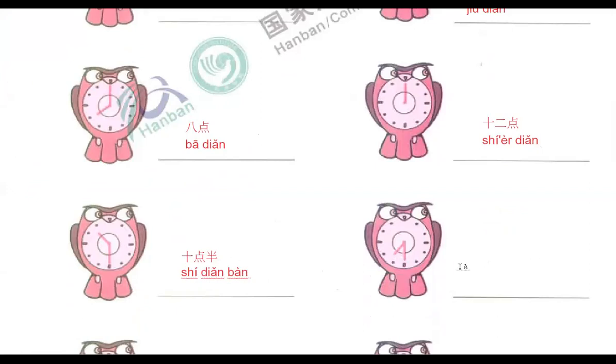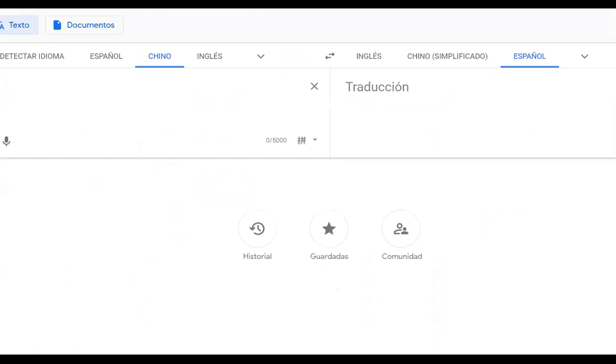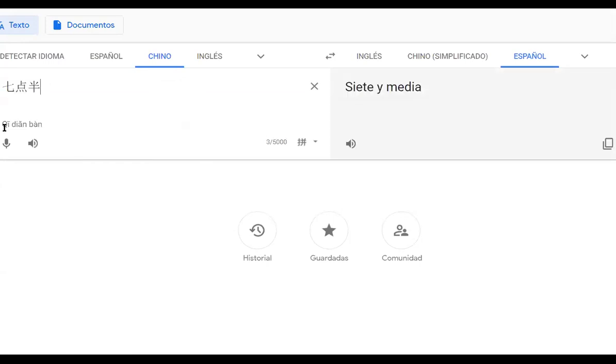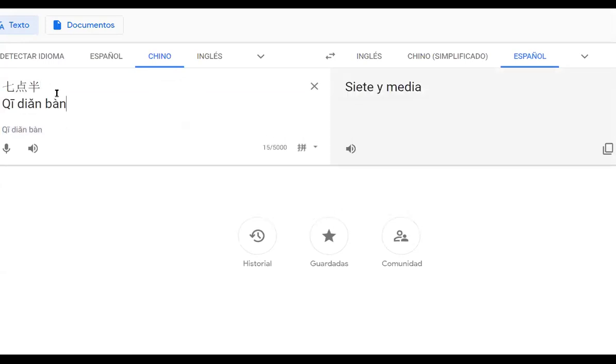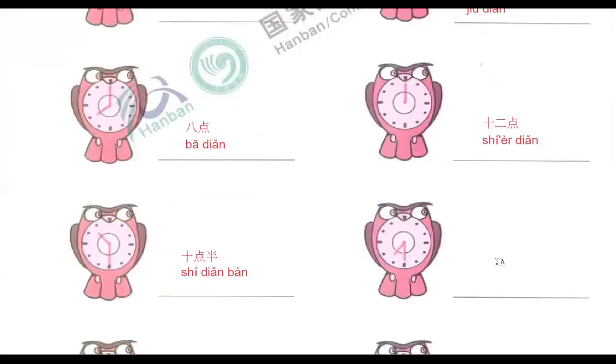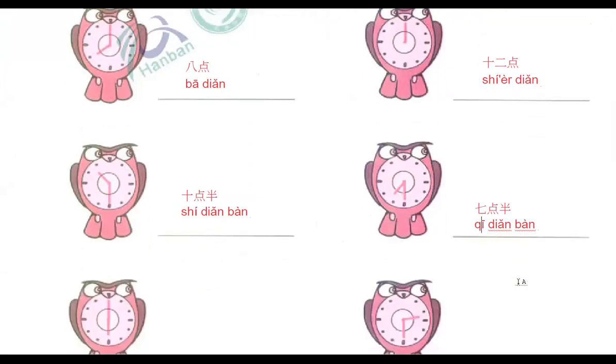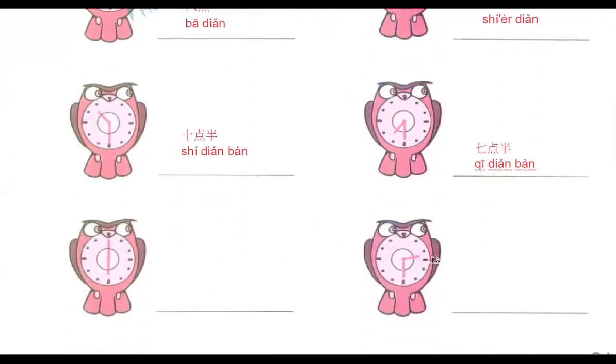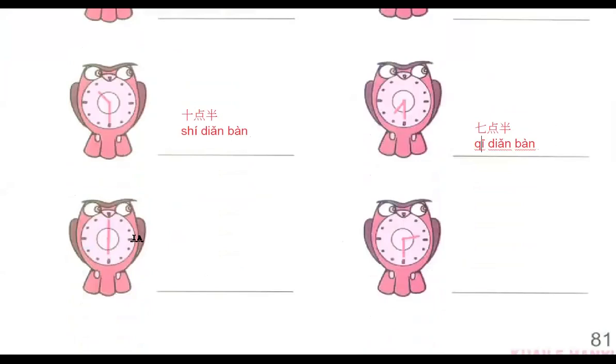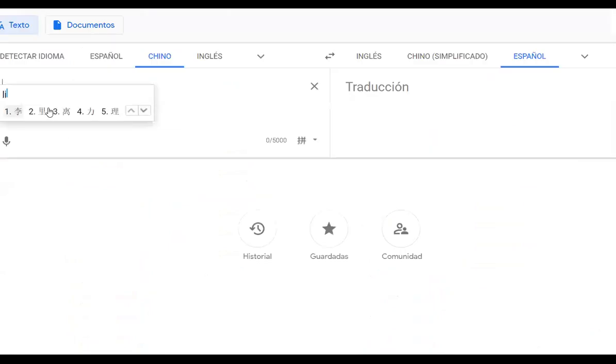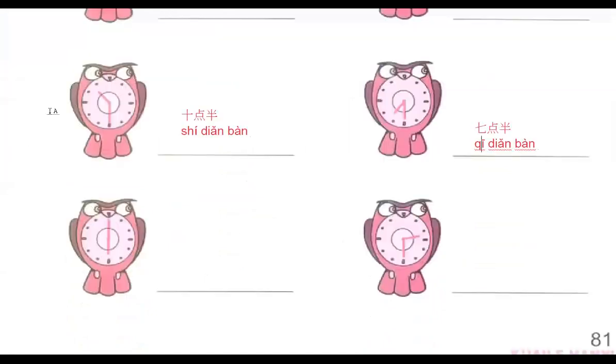Now we have this 7:30. How do we say that? We say 7点半. This is 7.5. The last one, we have these two. The first one, 6 o'clock. 6点. Okay, 6 here, o'clock.